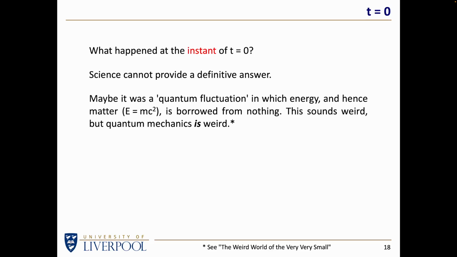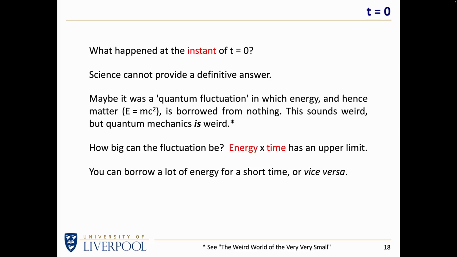So if we think it is possible to borrow energy from nothing, how does that explain the universe? How much can you actually borrow? Well, quantum mechanics tells us that the energy that you borrow multiplied by the time for which you borrow it has an upper limit. In other words, you can borrow a lot of energy for a short time, or vice versa, like a bank loan. If you take out a lot of money, you've got a lot of interest to pay, so you try and pay it back quickly. If you only borrow a very small amount of money, then you're not so fussed about paying it back. You might take a long time to pay it back.